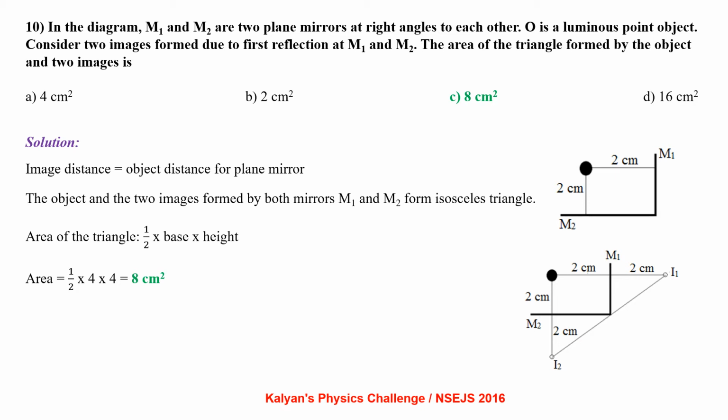The object and the two images formed by the mirrors M1 and M2 form an isosceles triangle. Area of the triangle is half into base into height. So the area comes out to be 8 cm square. See the diagram for some time for clarity.